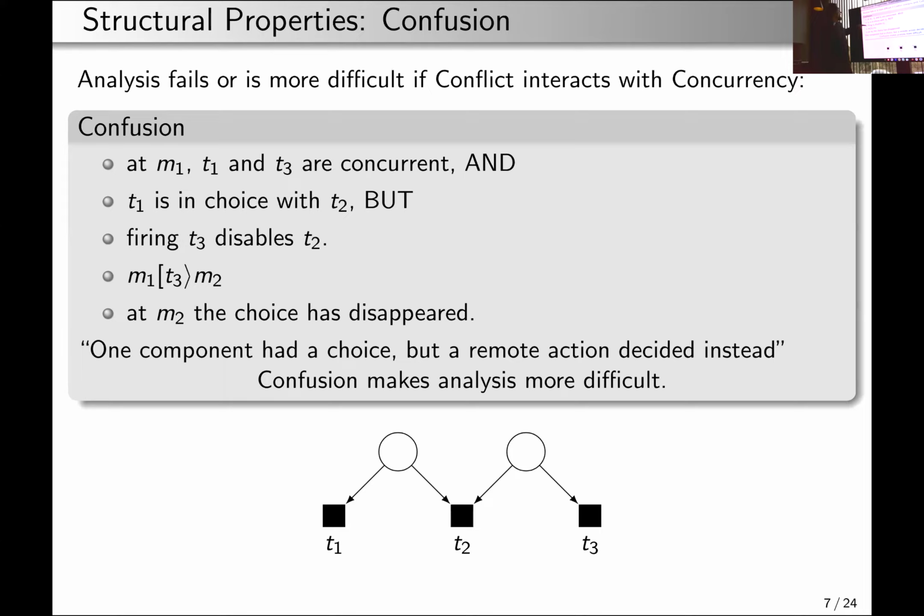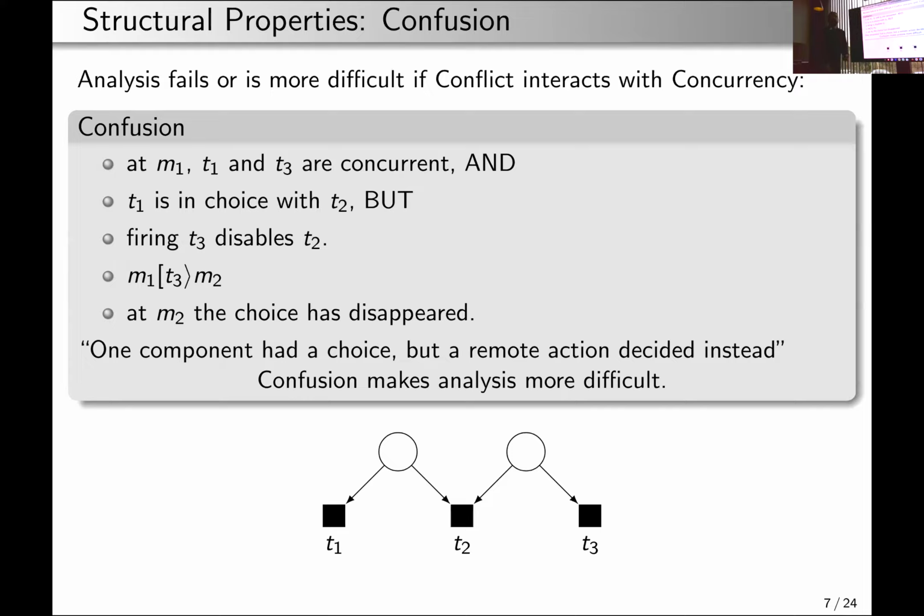So here I could focus on the choice between T1 and T2. Choice means that if I fire T1, then T2 cannot fire, and vice versa, right? Now the problem here is that I have a choice between two transitions that can be disabled by the firing of a concurrent one.